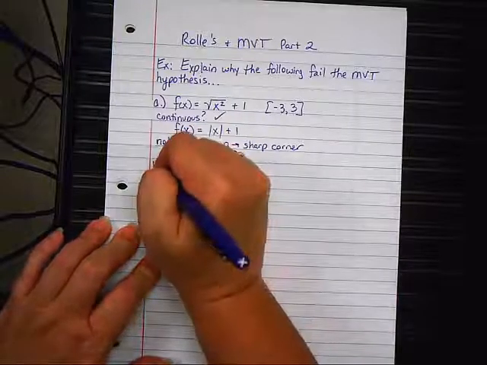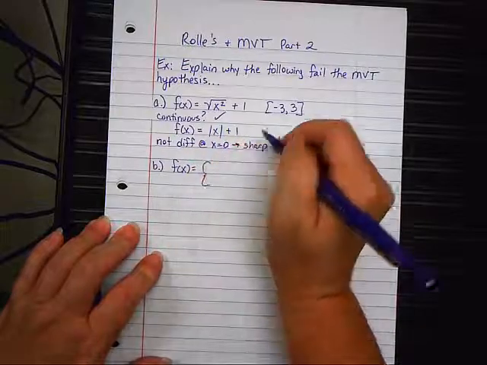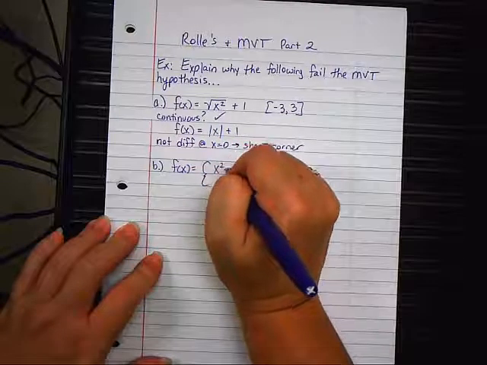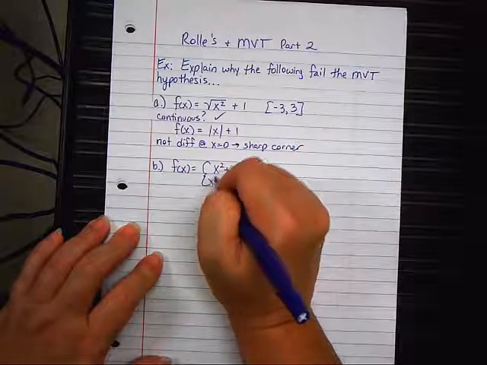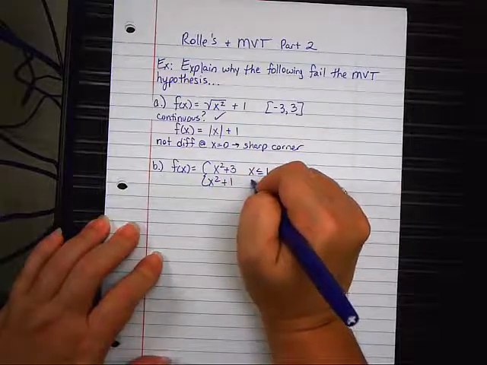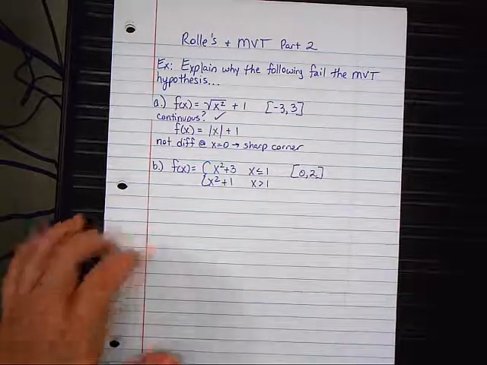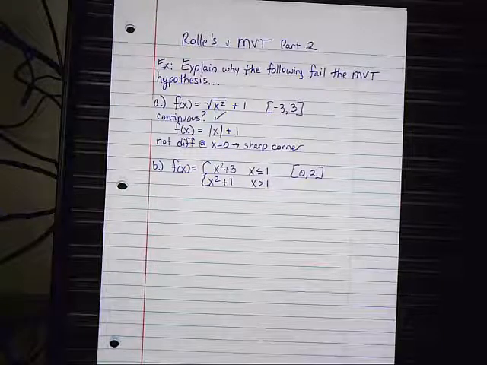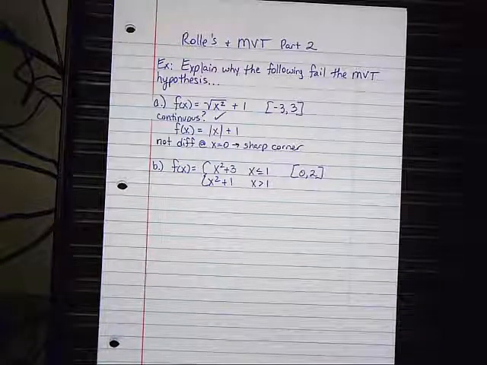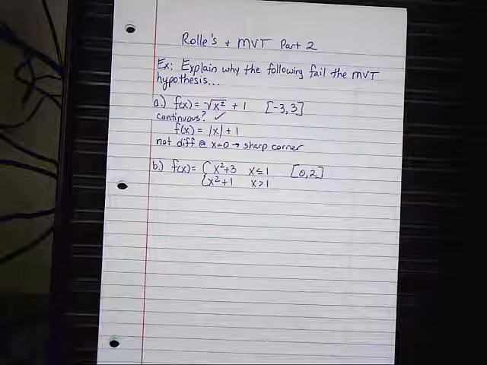Okay, part B. F of x equals x squared plus 3 for x less than or equal to 1, and x squared plus 1 for x greater than 1. We're going to go on the interval from 0 to 2. Because I did not do problem 16 with you in here, we need to have a very important conversation about this problem, okay?